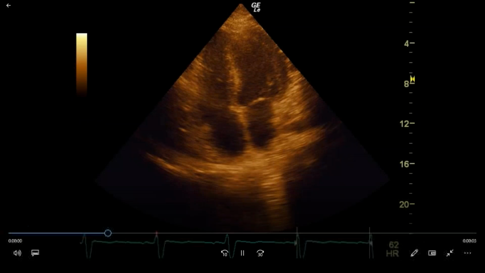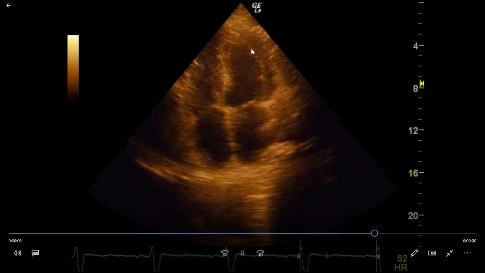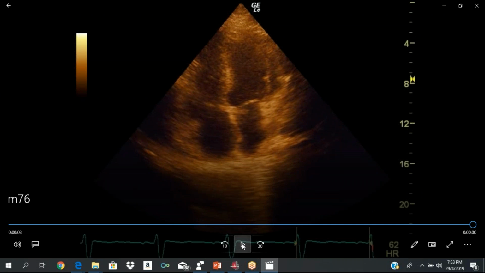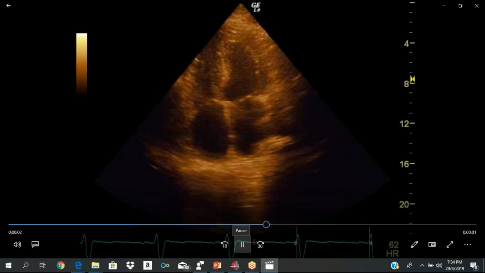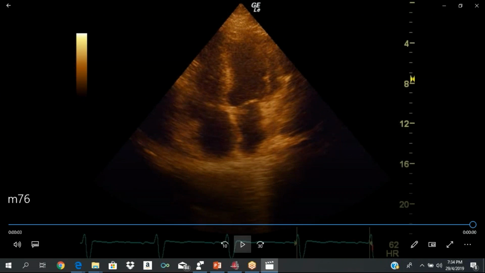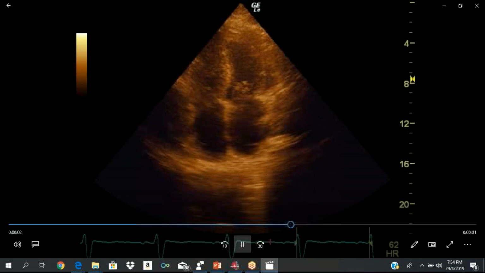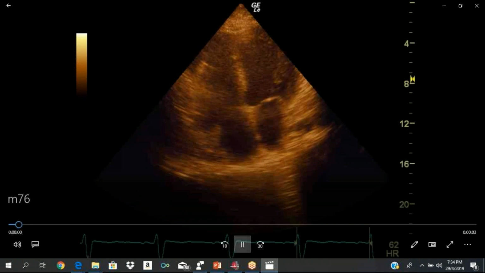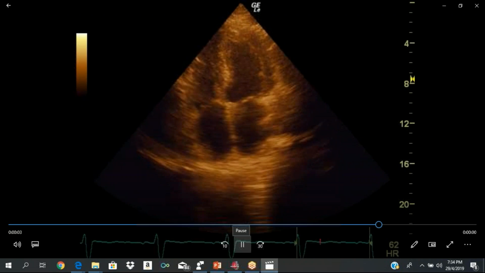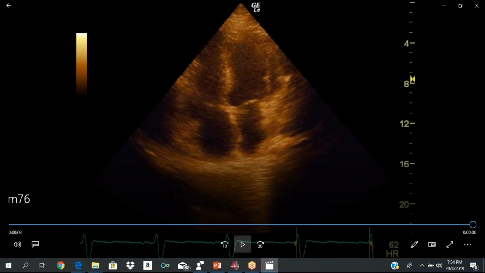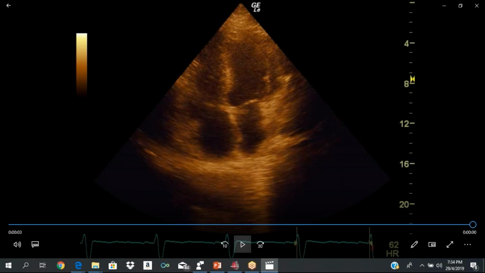All right, so look at it, you can see this is not contracting as well as the one you saw before. Okay, so to get the ejection fraction, you do the planimetry of the endocardial border in diastole, and you do the same thing in end systole. Then you subtract from the end diastolic volume the end systolic volume, and you divide by the end diastolic volume, and you get the ejection fraction.